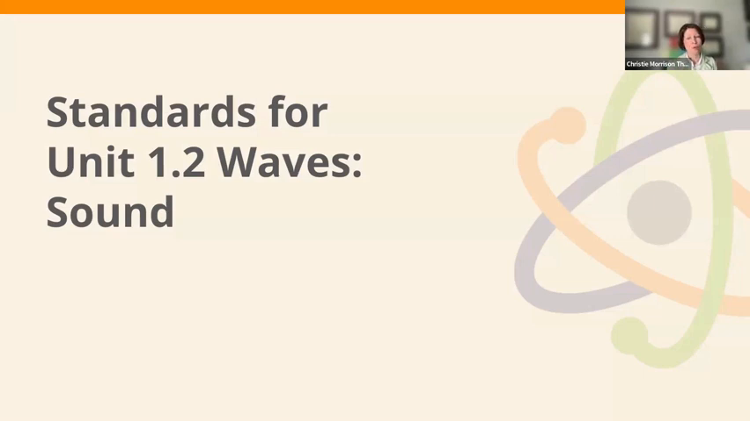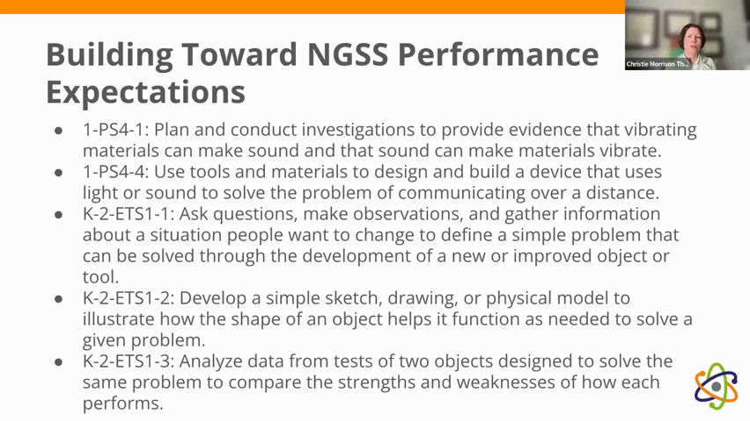Next, we'll briefly overview the standards for Unit 1.2, Waves, Sound. The unit builds toward 2 physical science, or PS, performance expectations, 1-PS4-1, which is plan and conduct investigations to provide evidence that vibrating materials can make sound and that sound can make materials vibrate, and 1-PS4-4. Use tools and materials to design and build a device that uses light or sound to solve the problem of communicating over a distance.